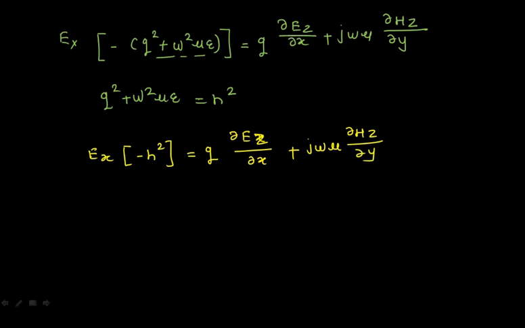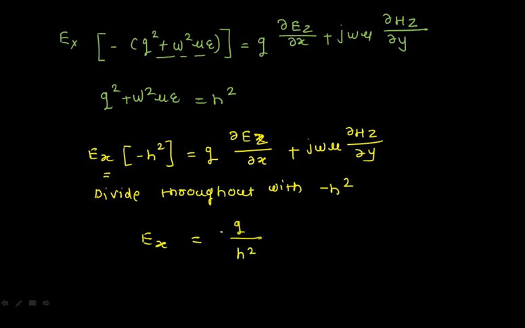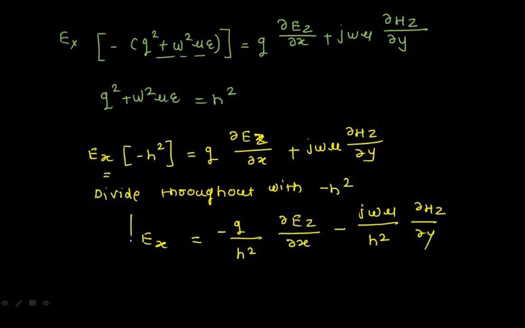Okay, so you can do one thing: you divide throughout with minus h square to get the ex component. So divide throughout with minus h square, your final equation will be ex is equal to gamma by h square, but this is minus, that's why I'll write here minus, ez dx, this will be minus j omega mu by h square d of hz dy. So this is nothing but the equation which I have got for ex.